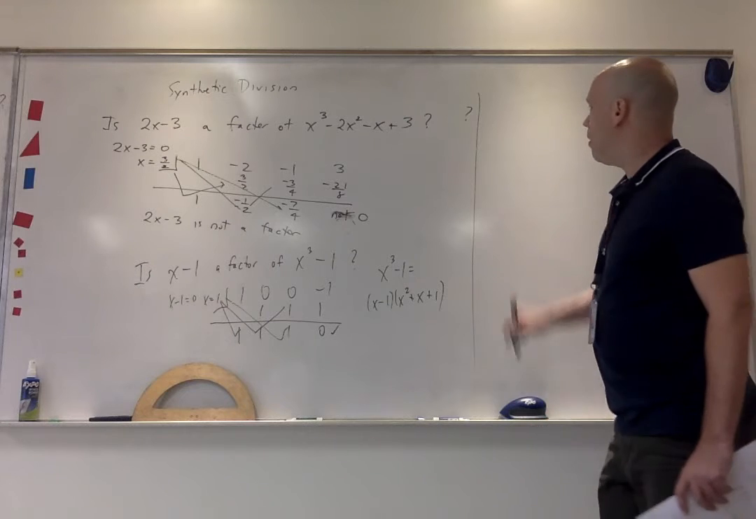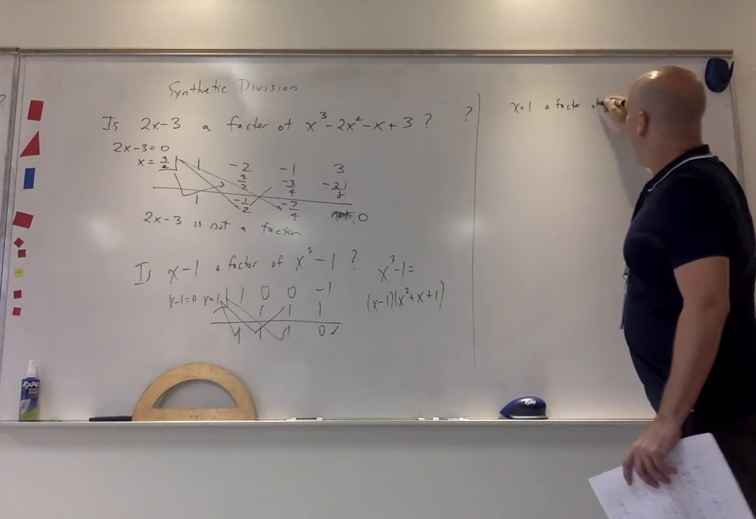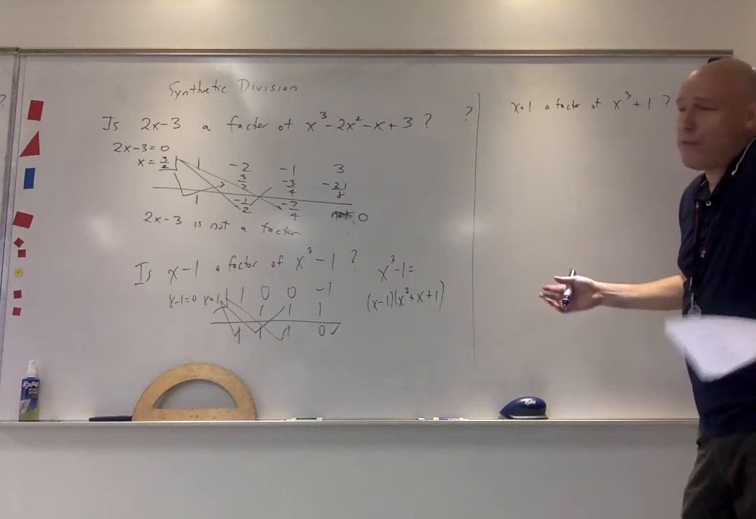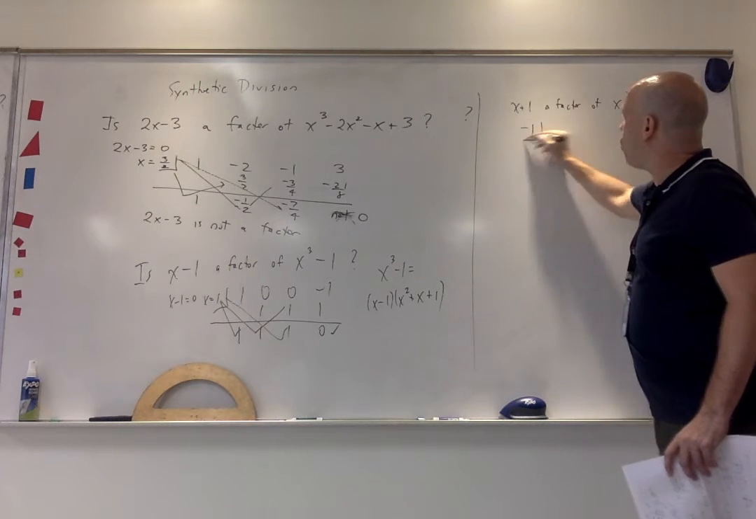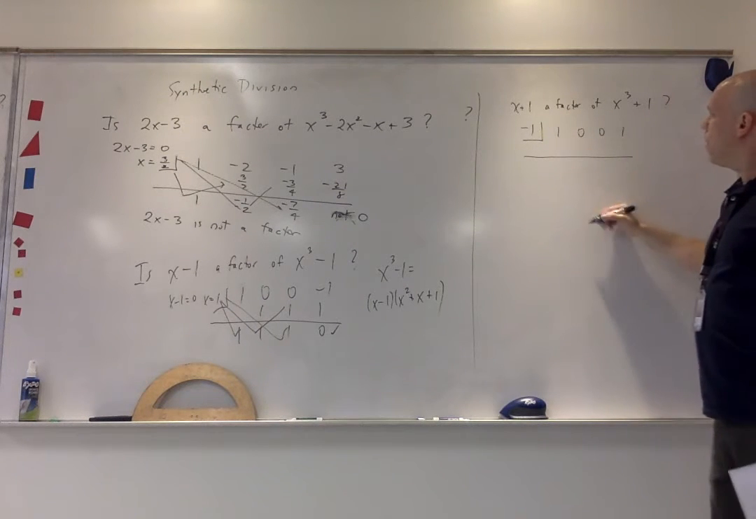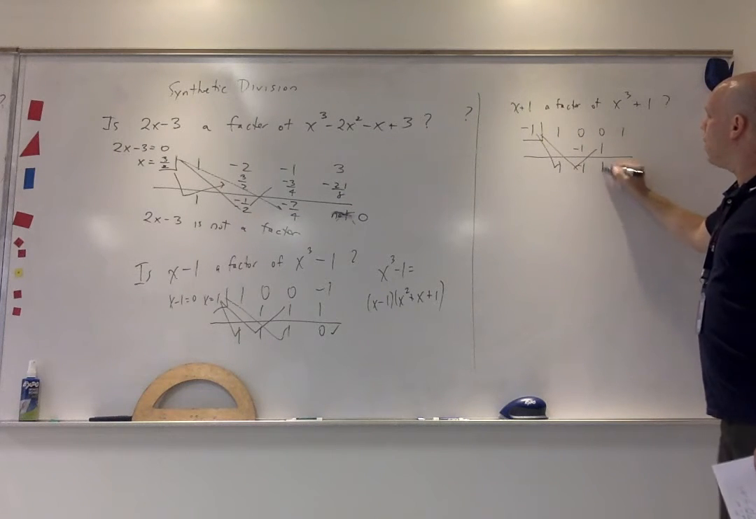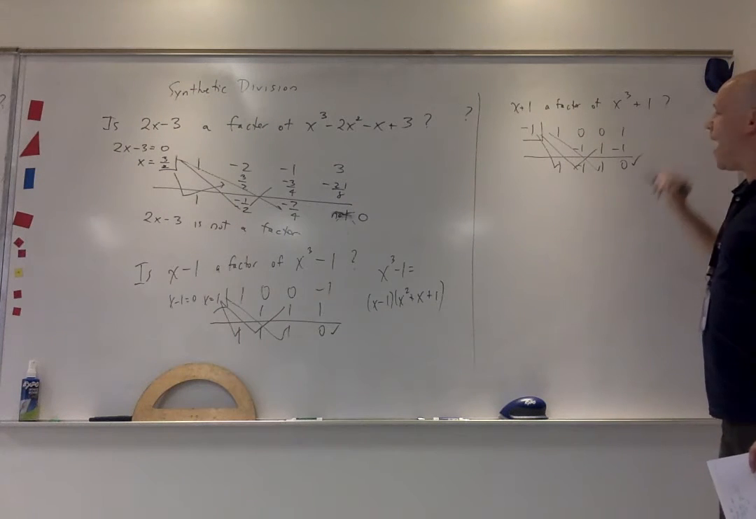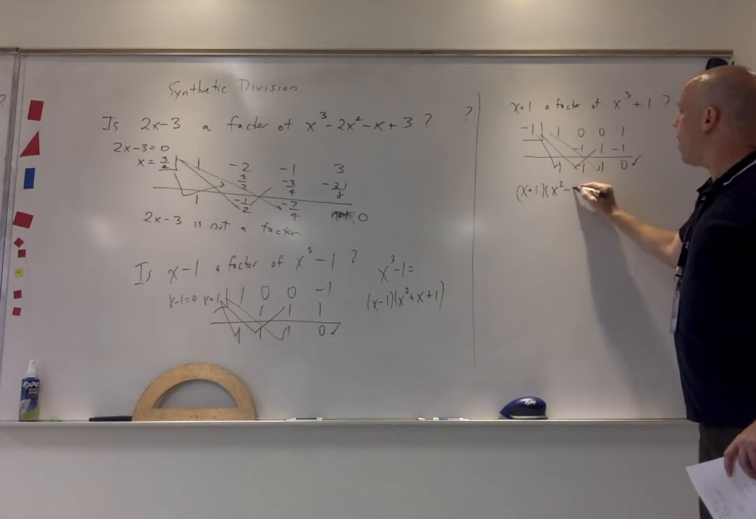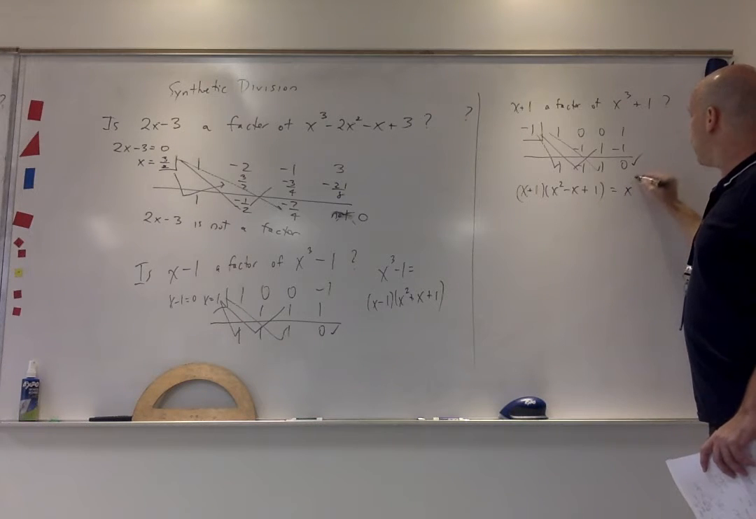That's kind of cool. Is x plus 1 a factor of x to the 3rd plus 1? Well, we have a quick way of doing that. We know that negative 1 goes in the perch. We have 1, 0, 0, 1. 1, negative 1, 1, negative 1, 0. Nice. Yes, x plus 1 times x squared minus x plus 1 equals x cubed plus 1.